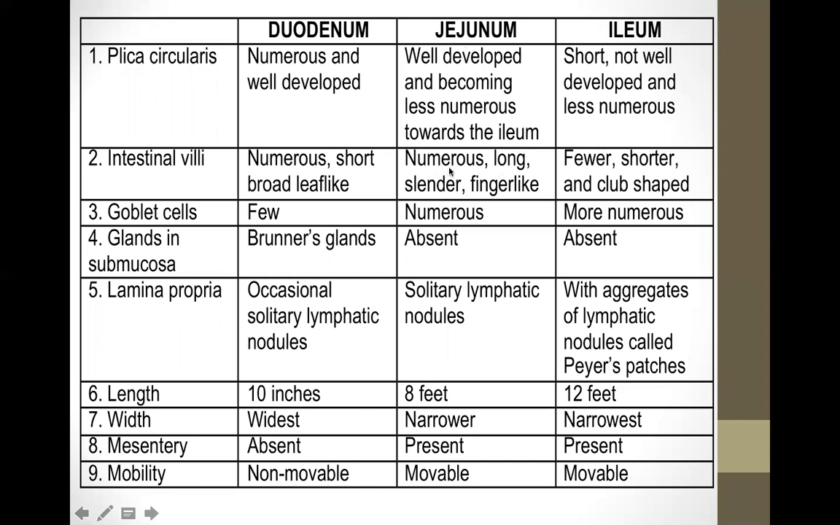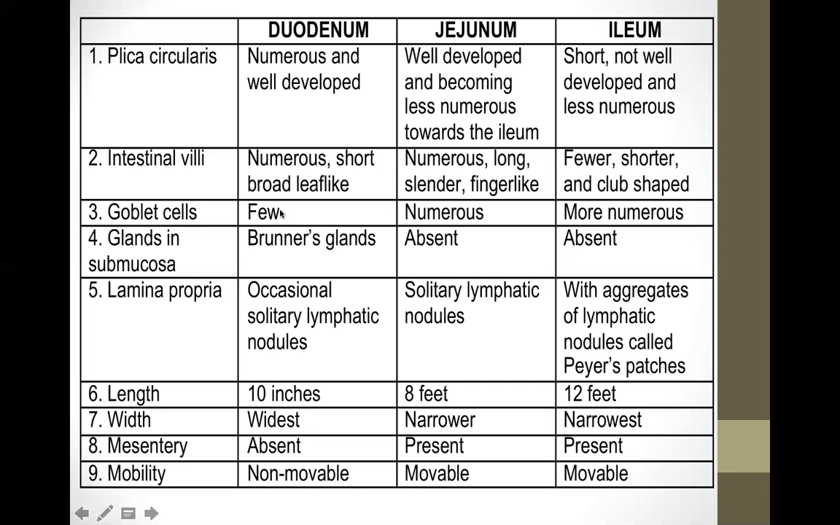The plica circularis is most developed in the jejunum. As we mentioned, there is still plica circularis in the duodenum and the ileum, but it is most well-developed in the jejunum. Remember, the plica circularis is well-developed. Anyway, the intestinal villi in the ileum are shorter and club-shaped. So for these three, please take note of the characteristic appearance of the villi.